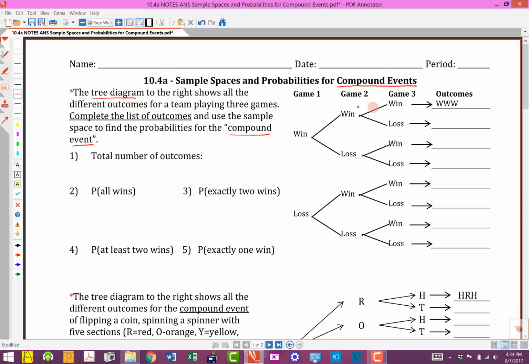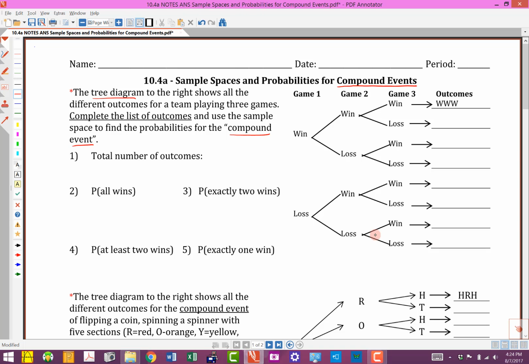Well, if we take a look over here, this is the diagram off to the side. It's pretty easy to see why they called this a tree diagram. So what we have here is we've got some branches right here. So this is game number 1 for this team that's playing in this 3-game tournament. So here's game number 1, here's game number 2, and here's game number 3.